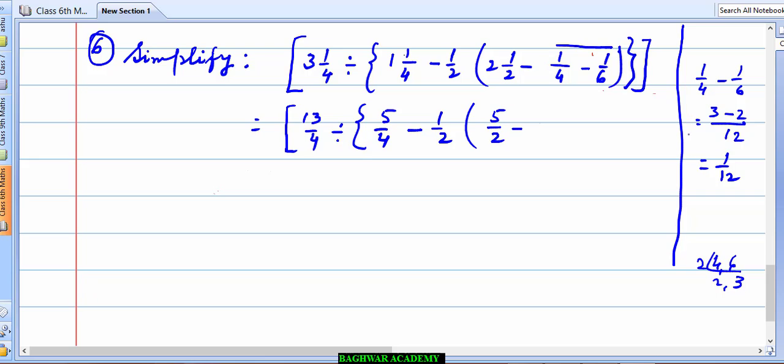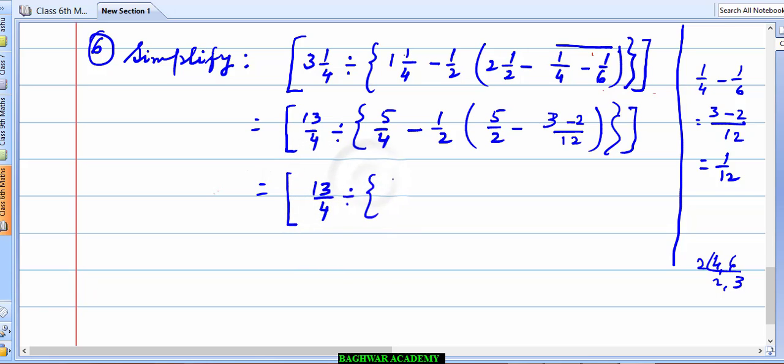So this thing you need to do over here itself. So you will write 1 by, what will you write? 3 minus 2 divided by 12. Now the rest of the things just note down as they are. 13 by 4 divided by 5 by 4 minus 1 by 2, and here you will have 5 by 2 minus 1 by 12. This bar has been simplified.